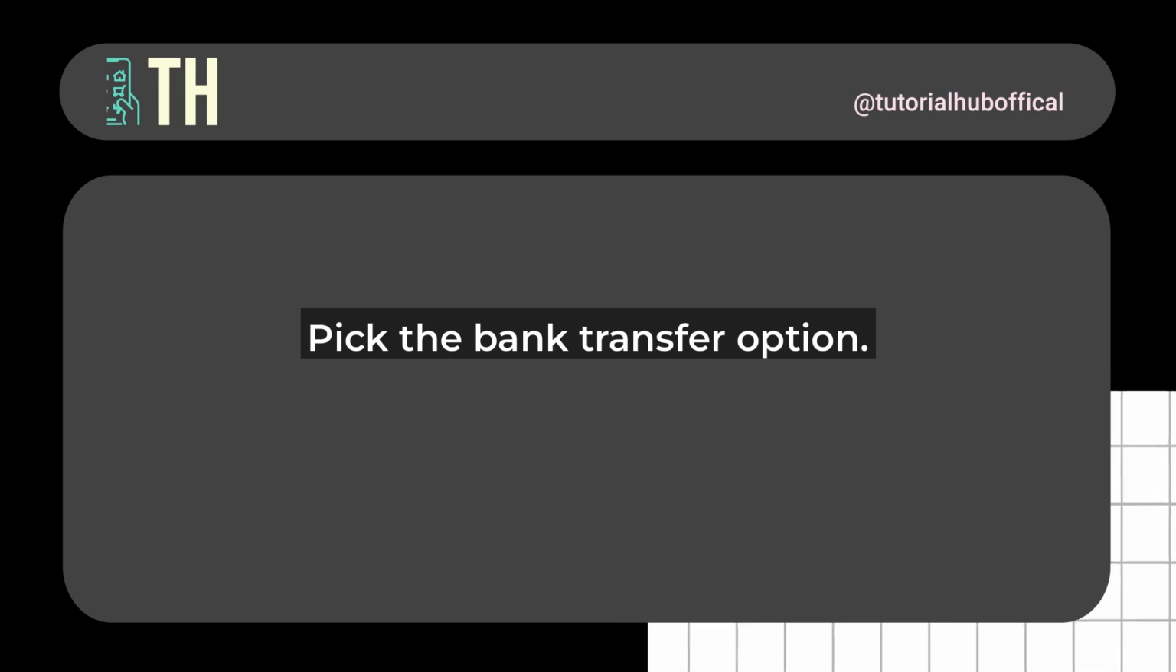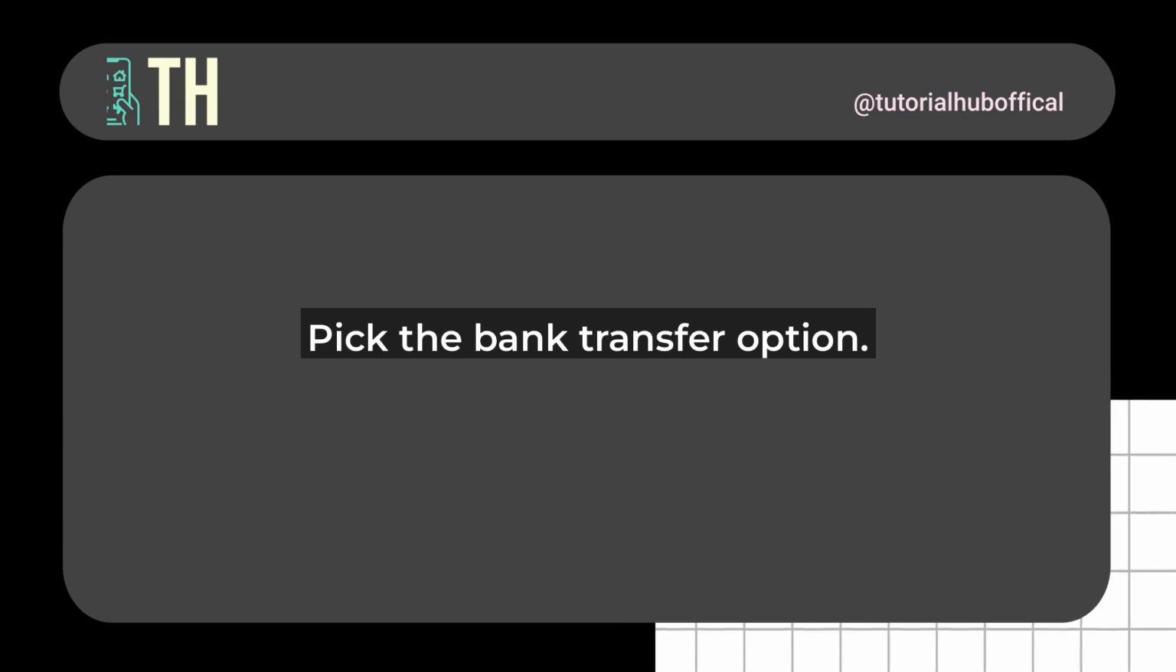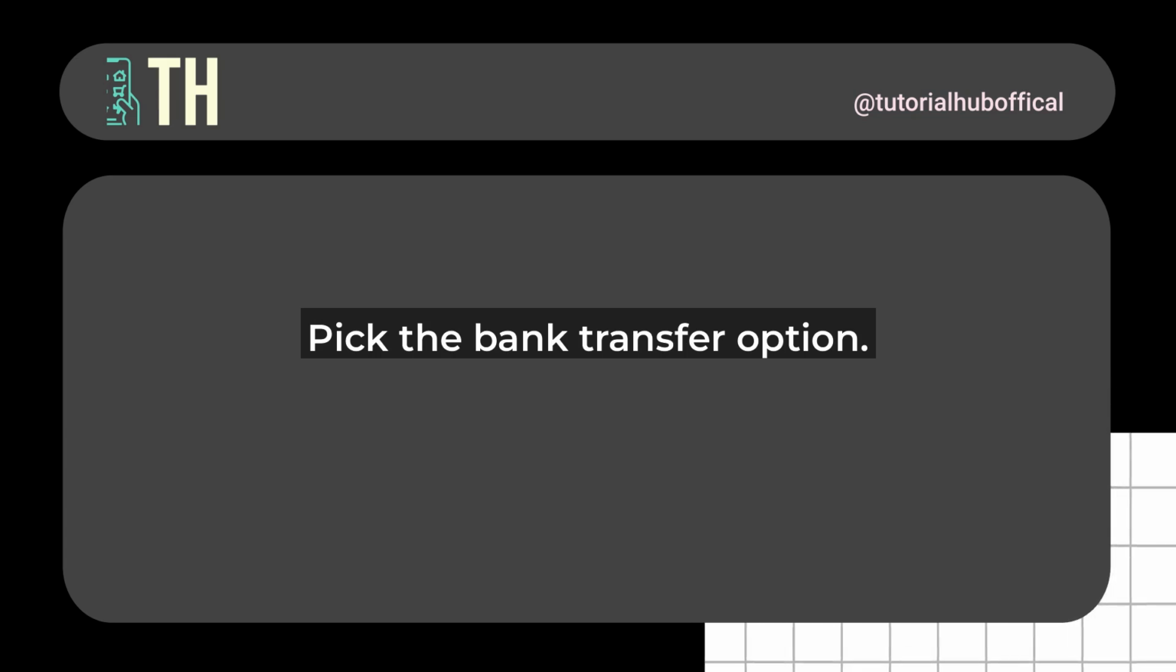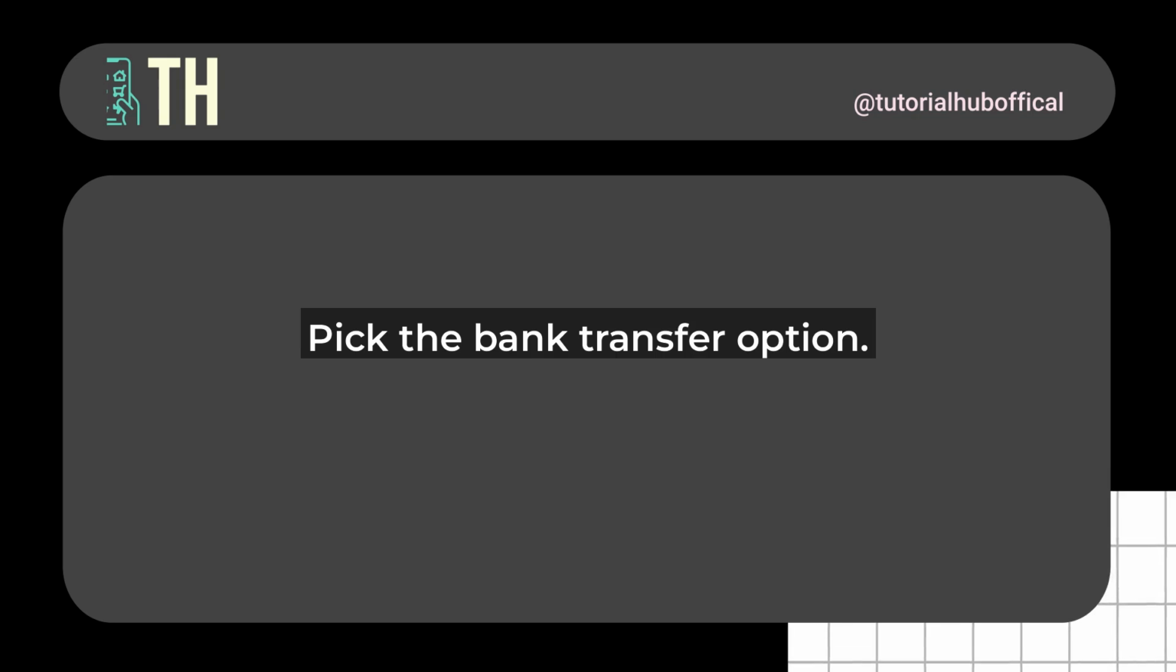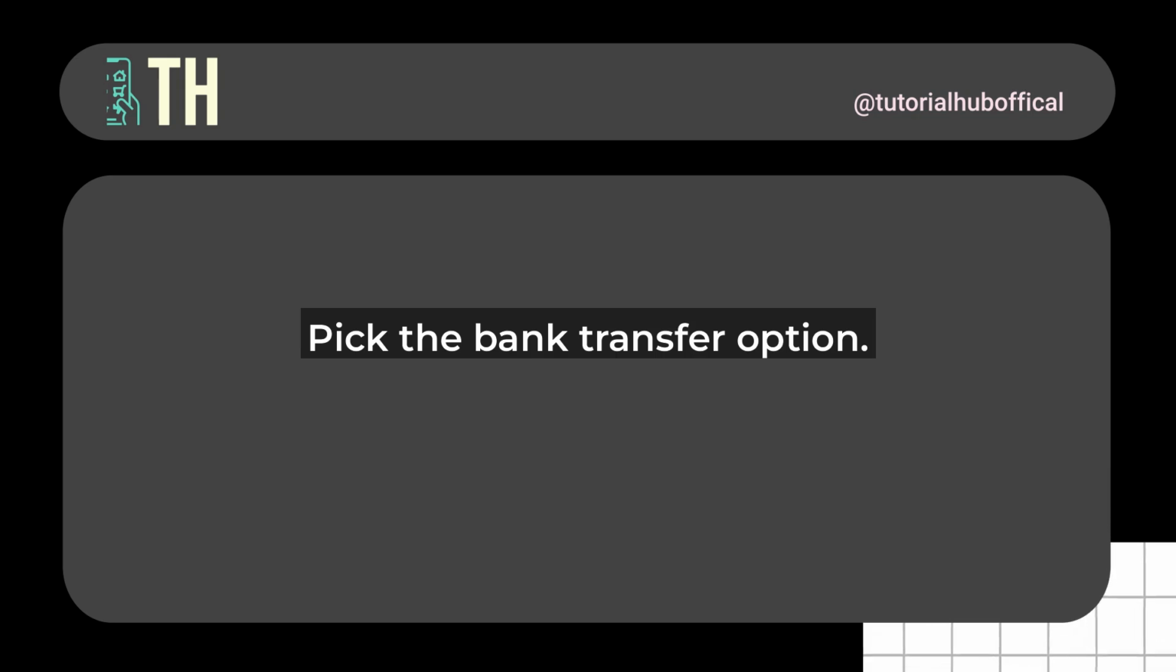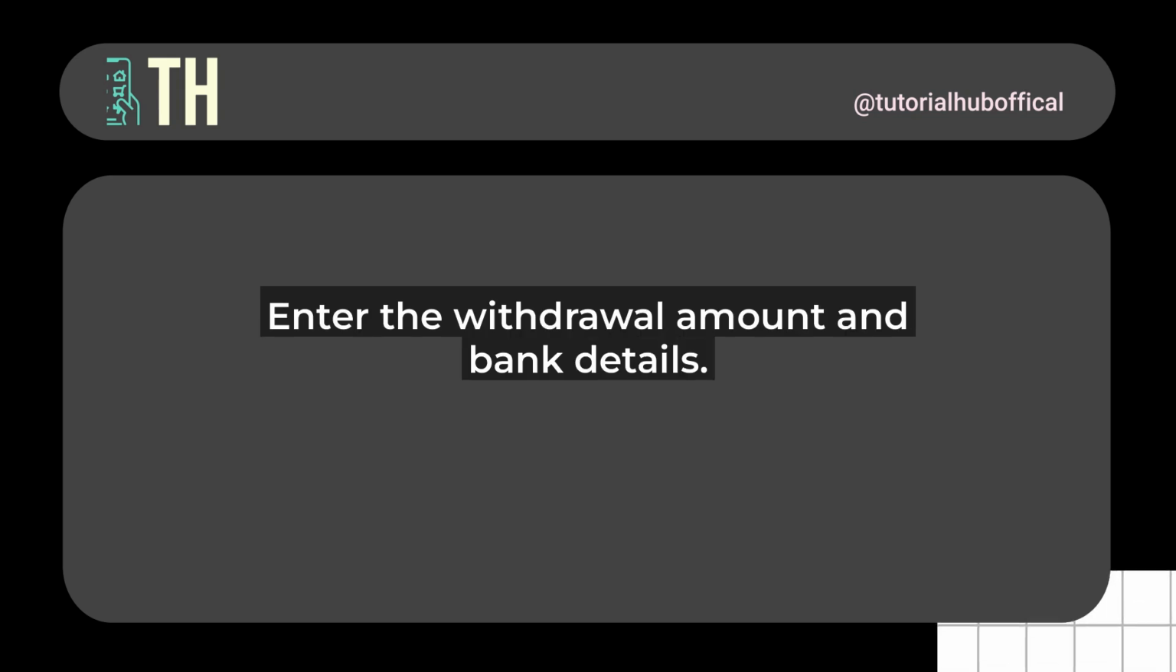Next, select USDT as the asset you want to withdraw. Now, choose the withdrawal method. For bank transfers, pick the fiat withdrawal option, which might be labeled as bank transfer or fiat withdrawal. Enter the amount you want to withdraw, but keep an eye on the minimum limits and any conversion rates if needed. Remember, USDT is a stablecoin, so it should be pegged to the US dollar.